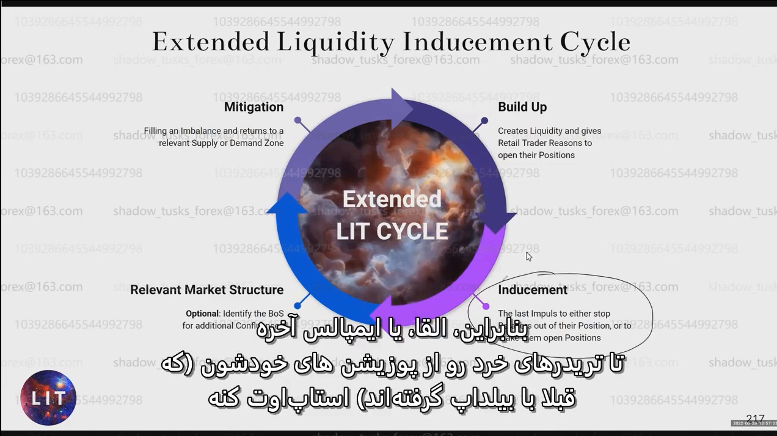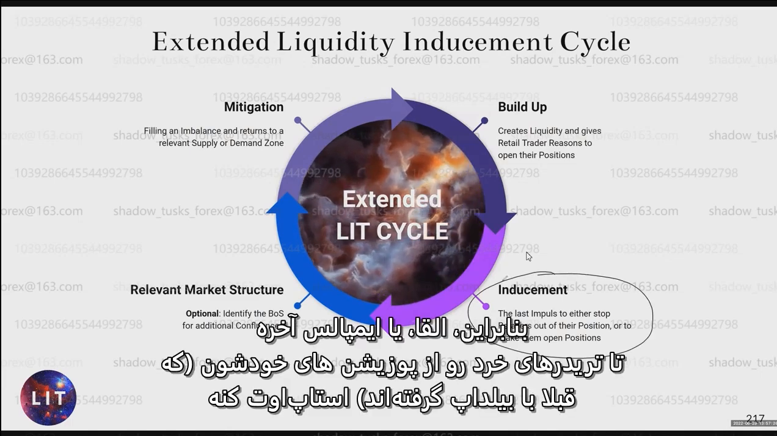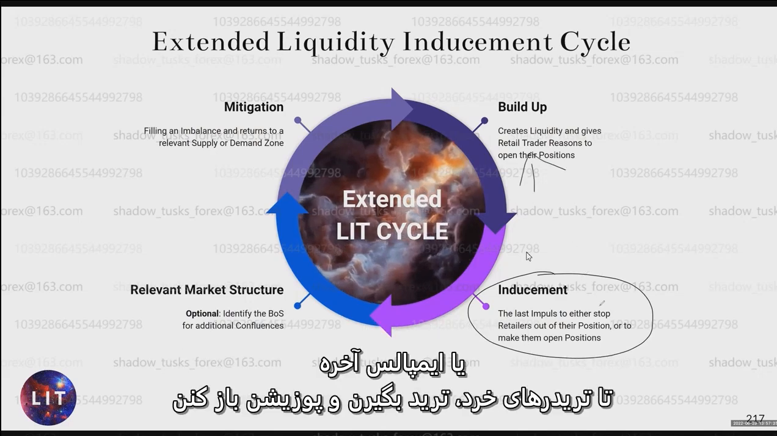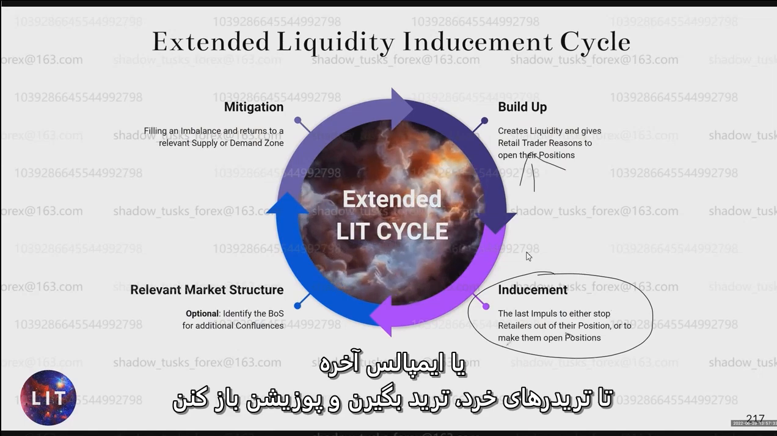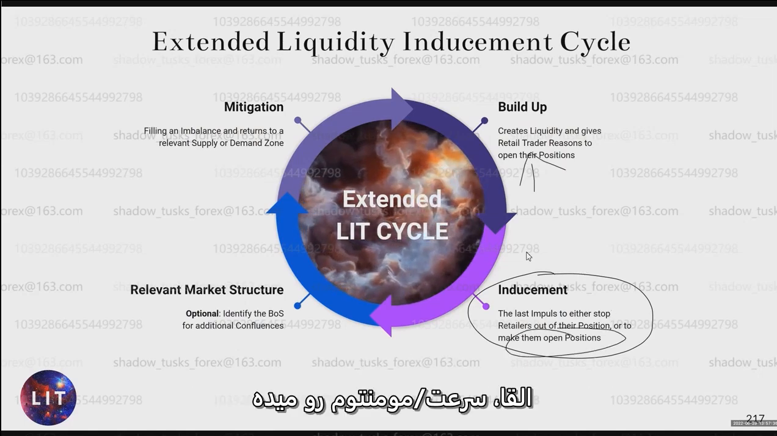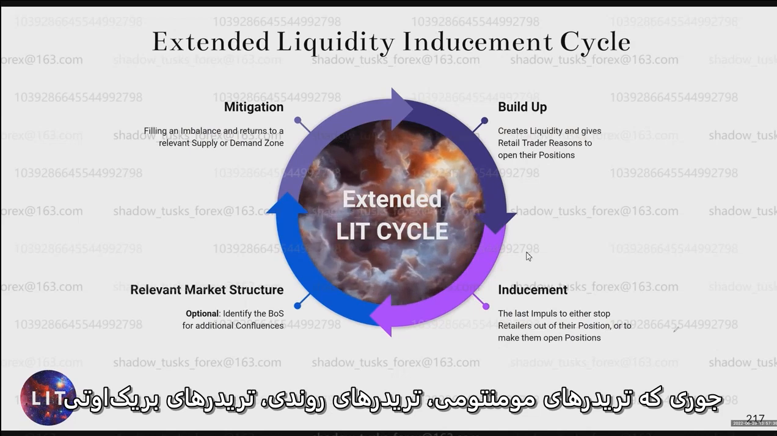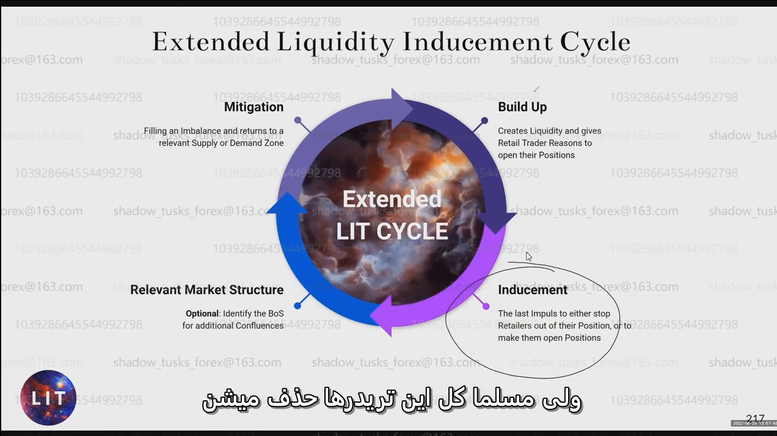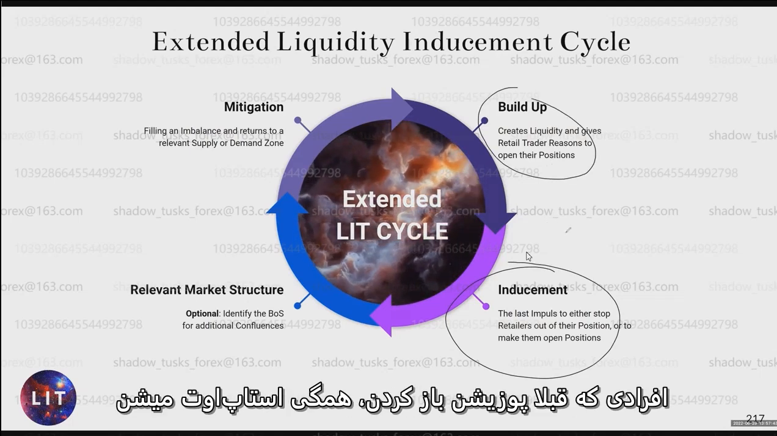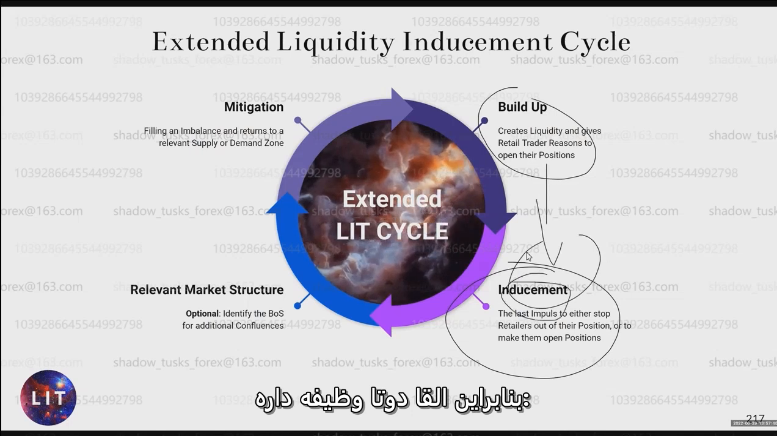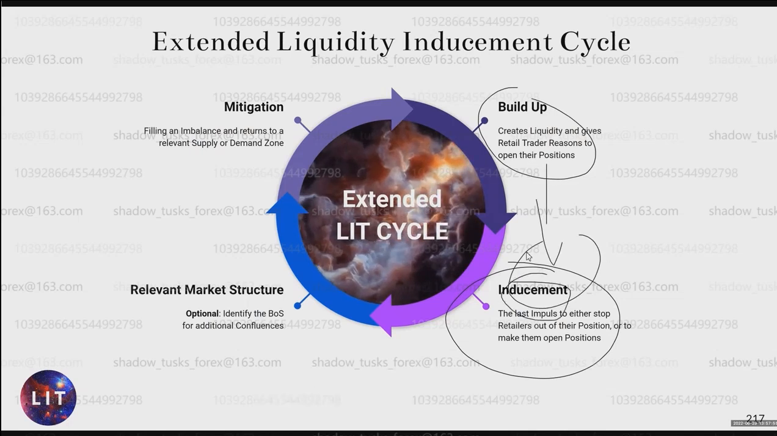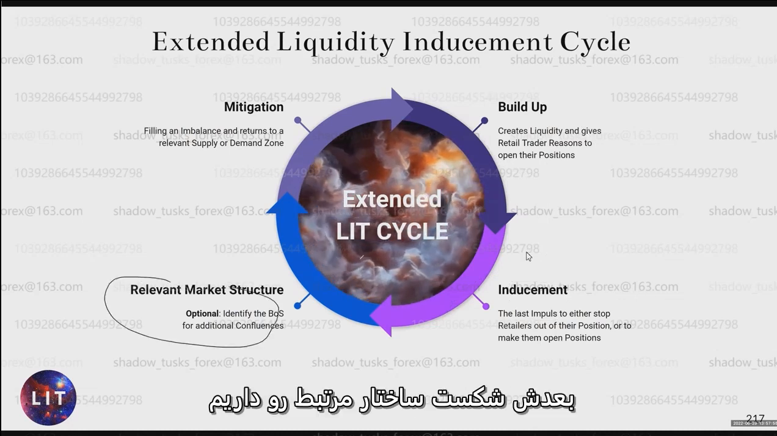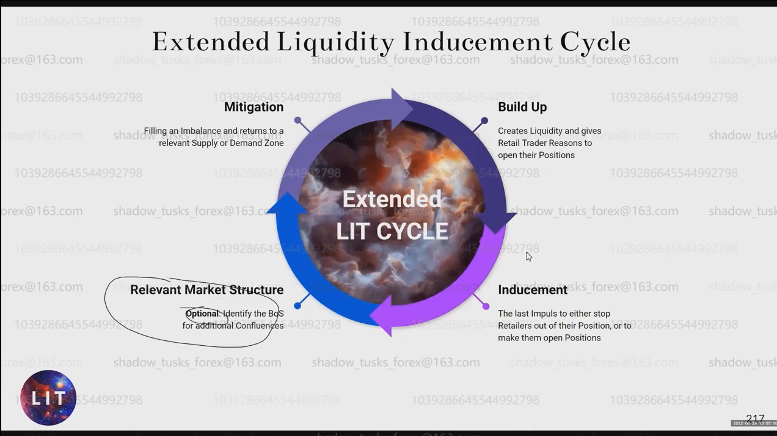Induced. So the last impulse either stops retailers out of their positions already taken with the build-up, or is the last impulse to take a trade and open positions. If it's with speed and momentum, momentum traders, trend traders, breakout traders, they're all getting induced into the positions of the inducement. But of course, the people who are getting tagged in there, who already opened positions, are getting stopped out. So the inducement has two purposes: getting people out and getting people in. Then, of course, the relevant market structure break, that's always optional. Again, it's not necessary.